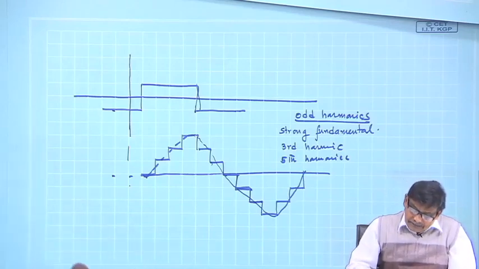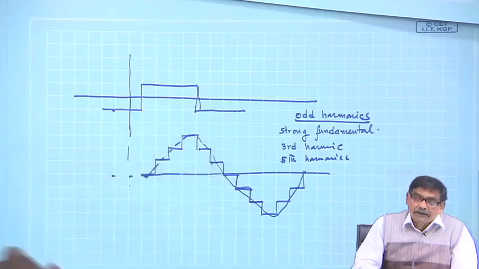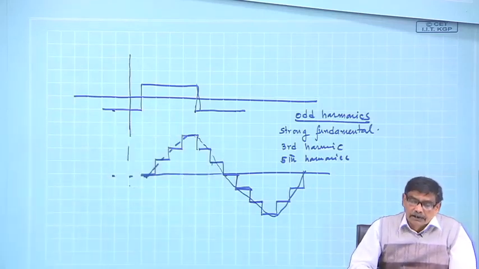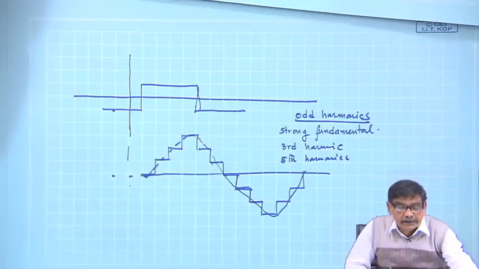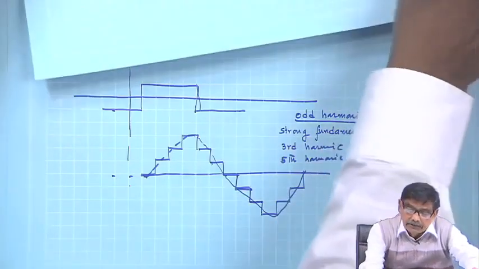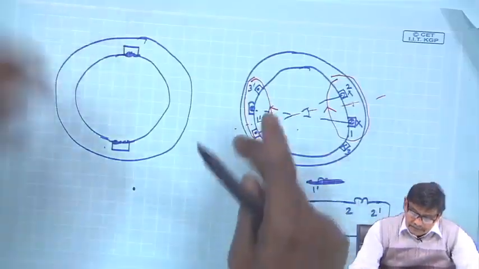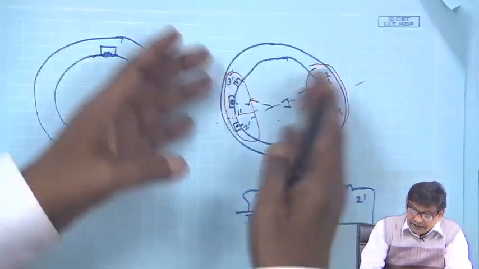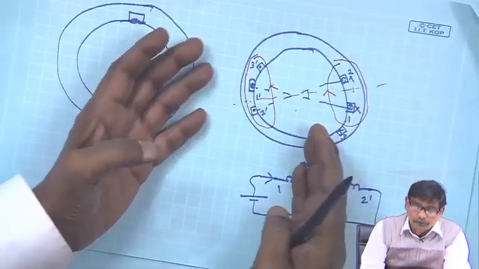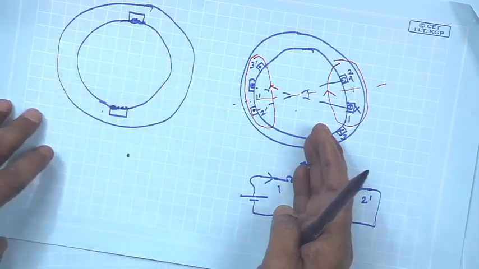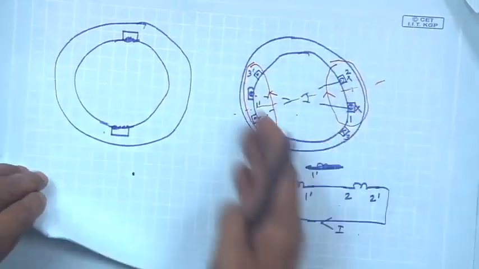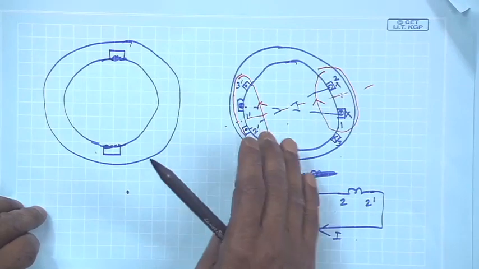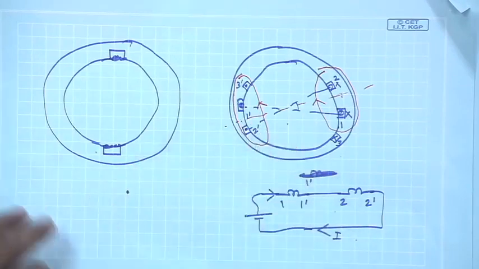Then what is the way out? Way out is, instead of using a single coil, you use several coils to make a group and pretend that this is the single coil. Okay, it produces 2 poles, and the B distribution here will be more closer to a sine wave.